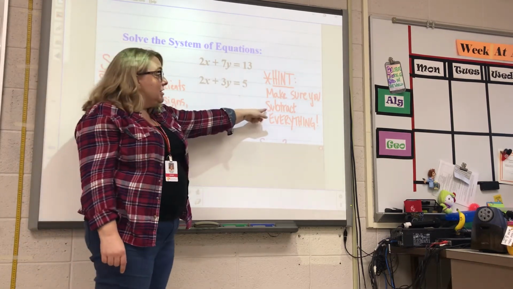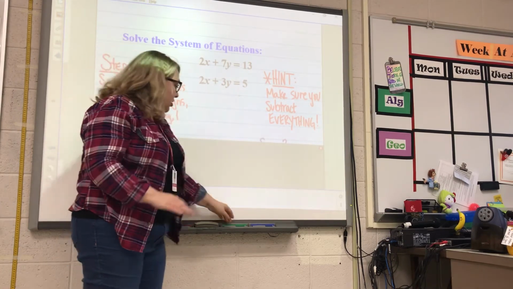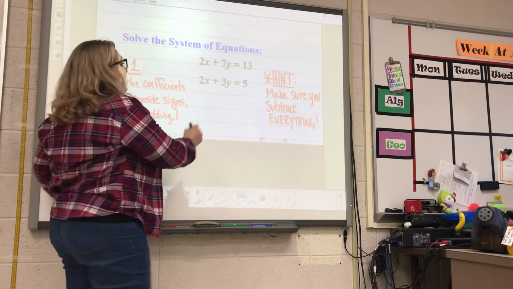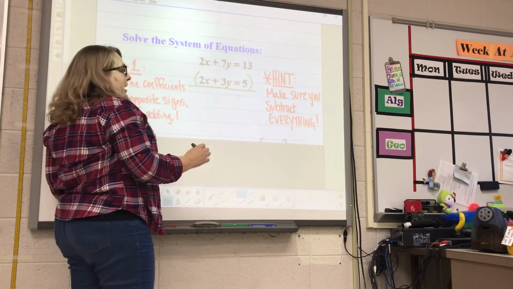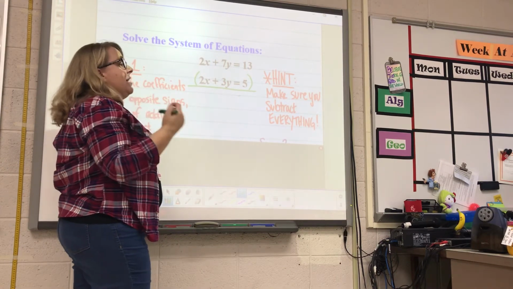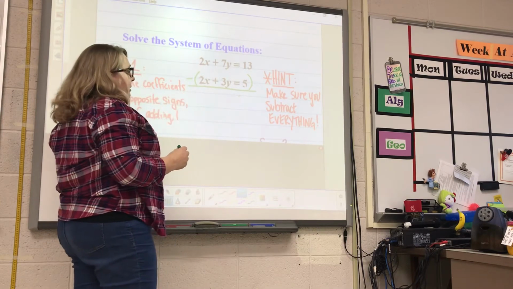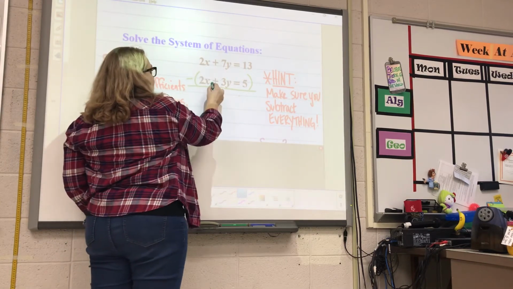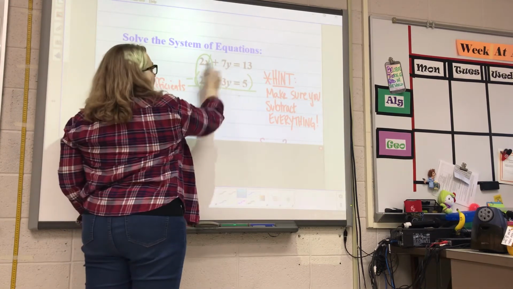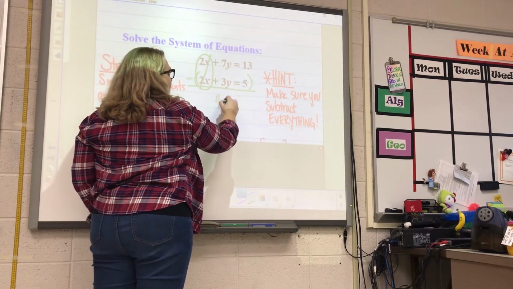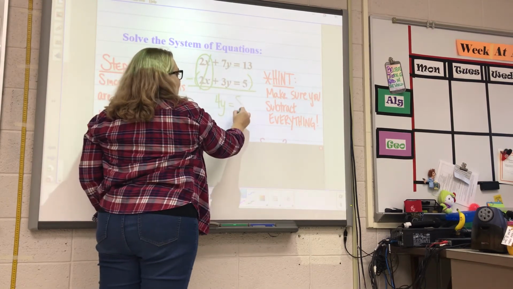The biggest thing you need to make sure you're watching out, though, is that you have to subtract every term. You have to subtract everything. So I'm going to do the same kind of thing. I like to put parentheses around my bottom equation, and that just kind of is a clue to me that I need to subtract every single term in that equation. So now I'm going to subtract 2x minus 2x. Those will zero out and eliminate. 7y minus 3y will become 4y. And then 13 minus 5 is 8.